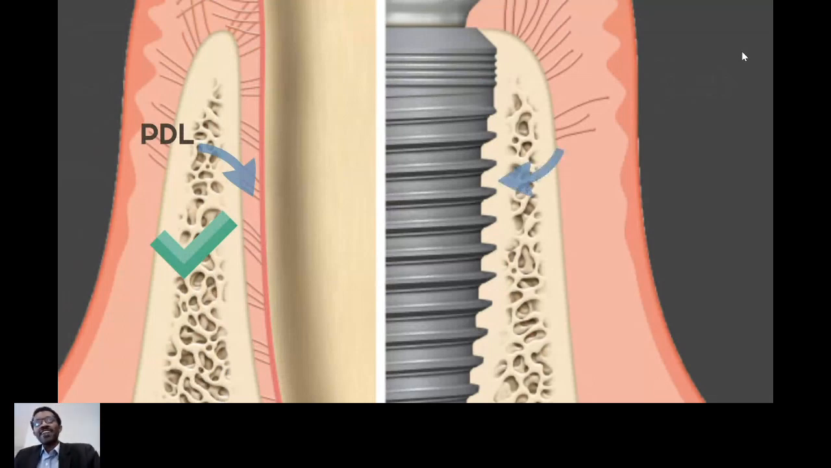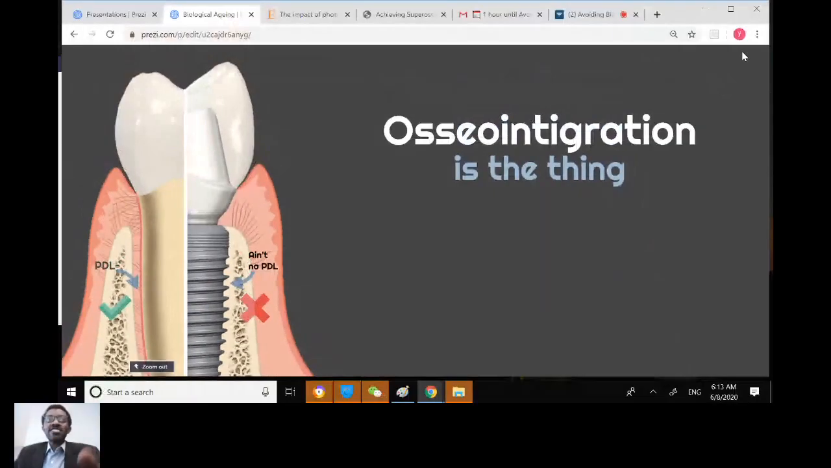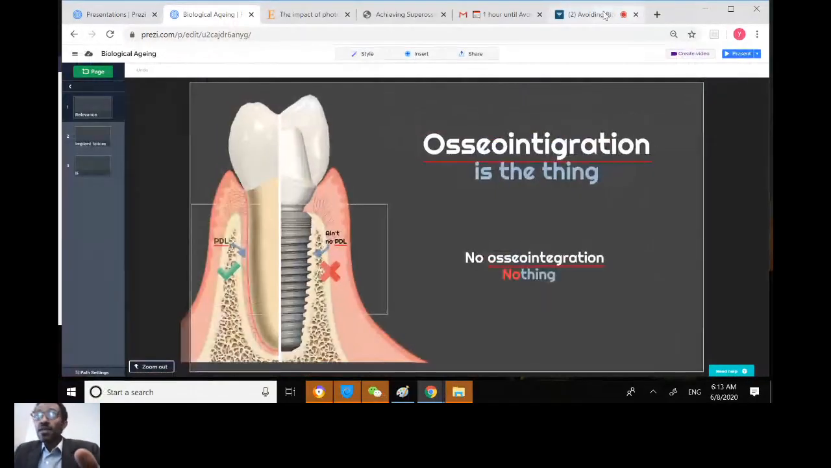On the other side, we don't have this periodontal ligament. The implant is attached to the bone directly, which means we have no periodontal ligament and no extra blood supply, which means my implant, including the prosthesis, the whole thing depends on how well this piece of metal is attached to the bone.